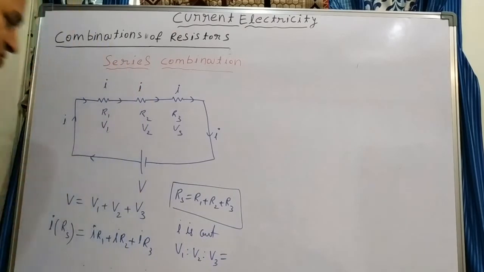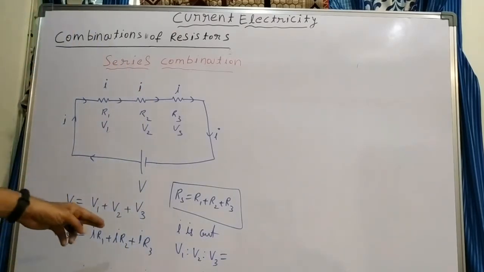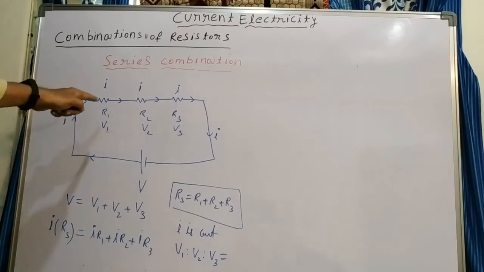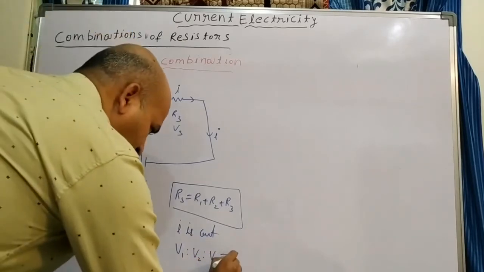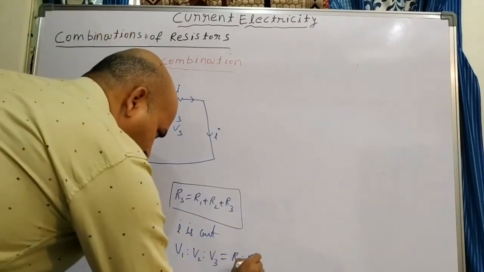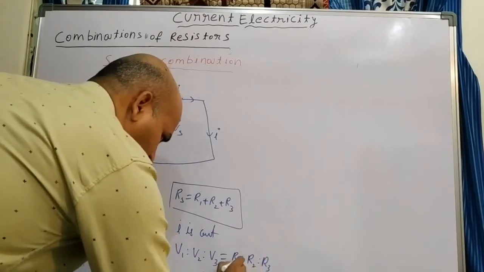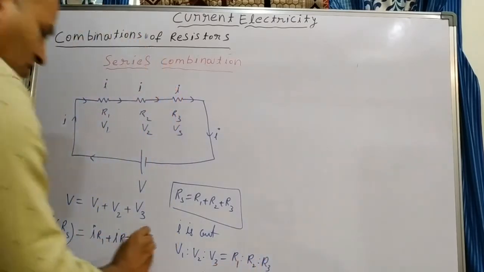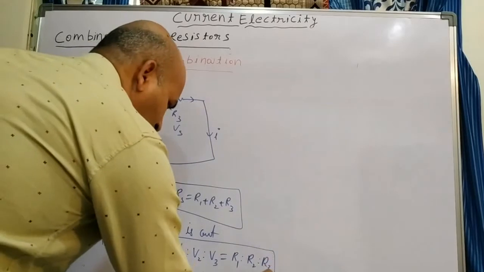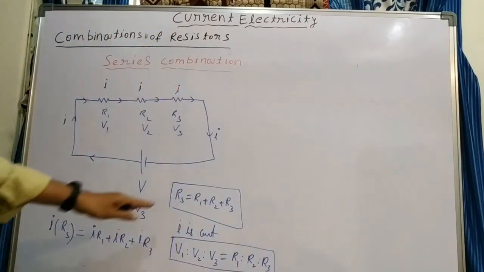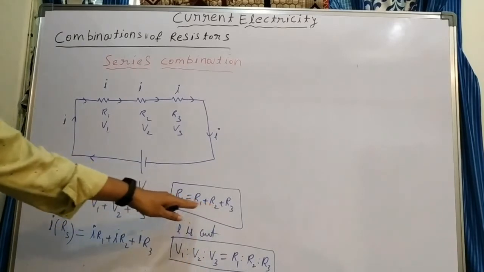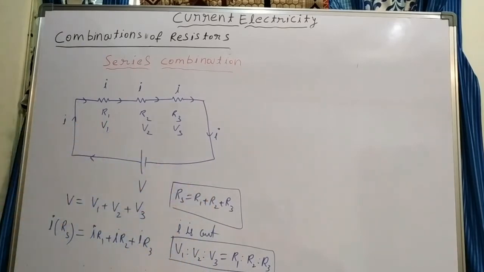Three resistors are there, which means potential is divided into three parts. Then what does it depend upon? It depends upon the resistance value. Which is having more resistance, that has more potential. So I is constant. More resistance, more potential. So you can write R1 is to R2 is to R3. In series combination, potential is divided, current is constant. In series combination, resistance is the sum of all the resistances.